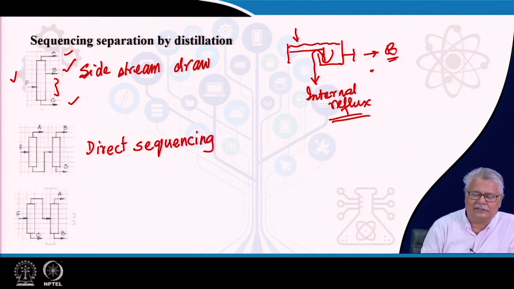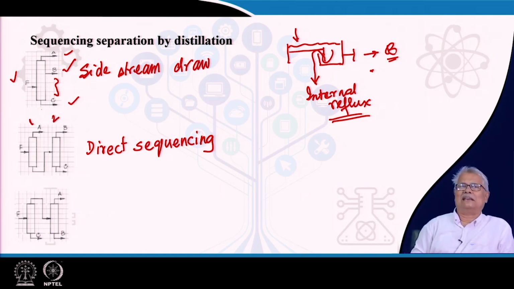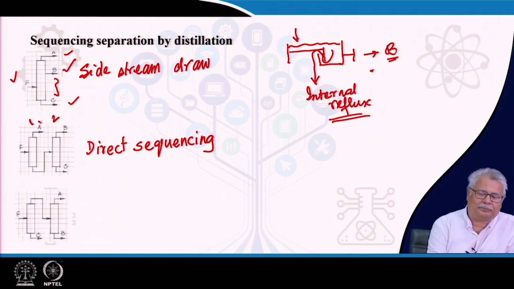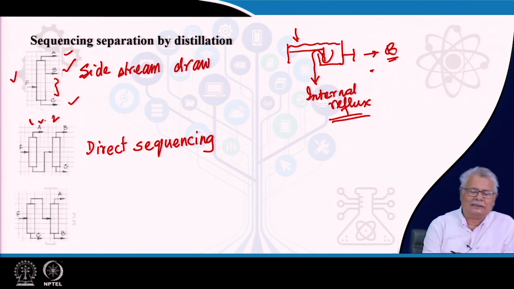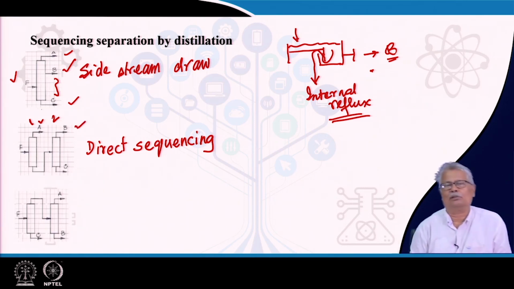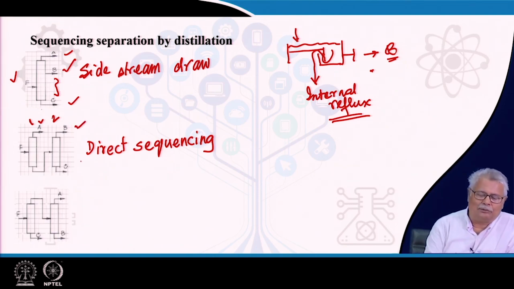This definitely, and it is very obvious that it is using two columns, the first column and the second column. The first column top product is the lightest, which is A. The bottom from the first column goes to the second column, which is again split into two streams, again a fractionator, and it is B which is produced at the top of the second column, and whatever remaining is your product C.